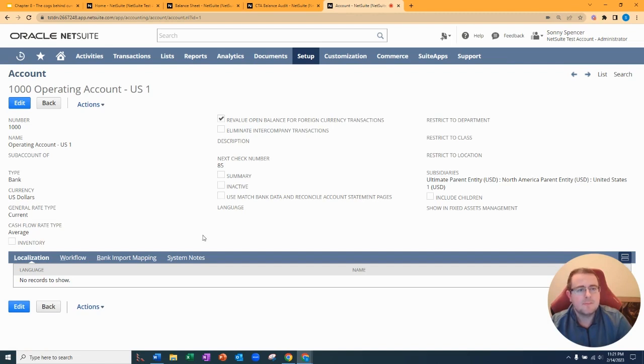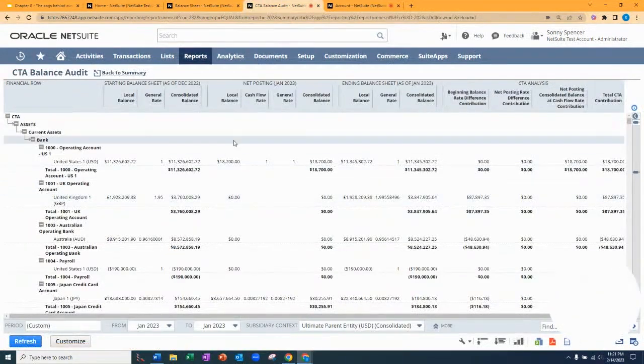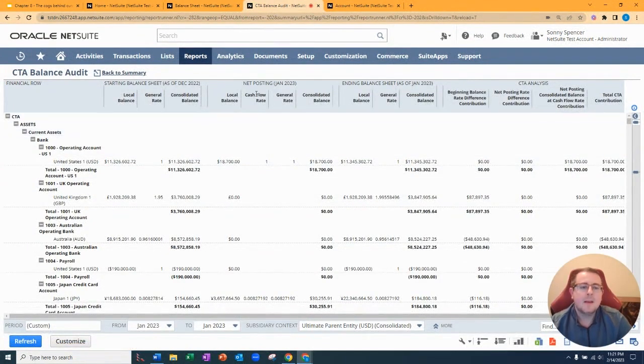That's where that's referenced. Jumping back to our CTA balance audit report then, the cash flow rate is the consolidated exchange rate for the accounting period in the to section. So again, if we ran this from January through March, the consolidated exchange rate referenced will be that for the March accounting period.